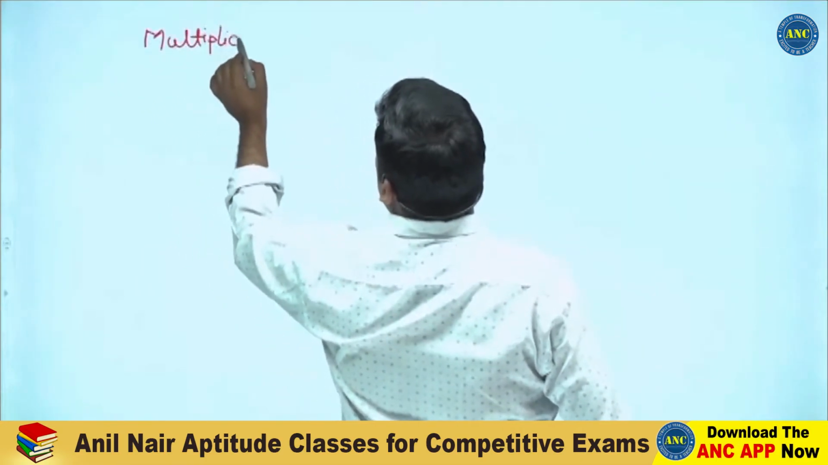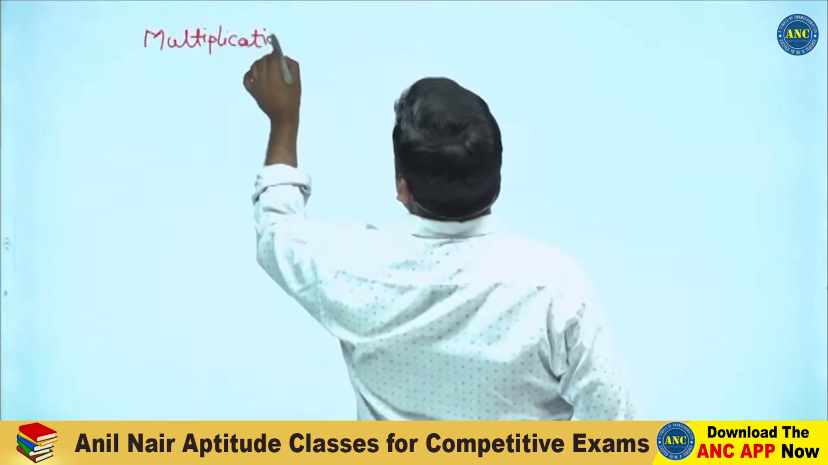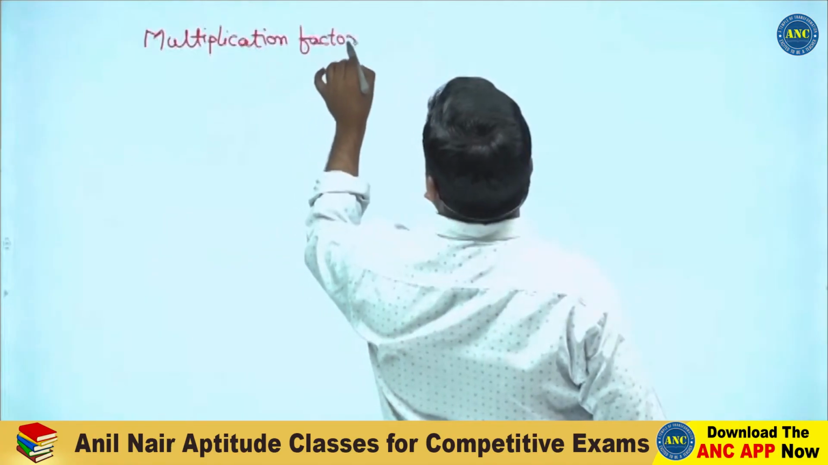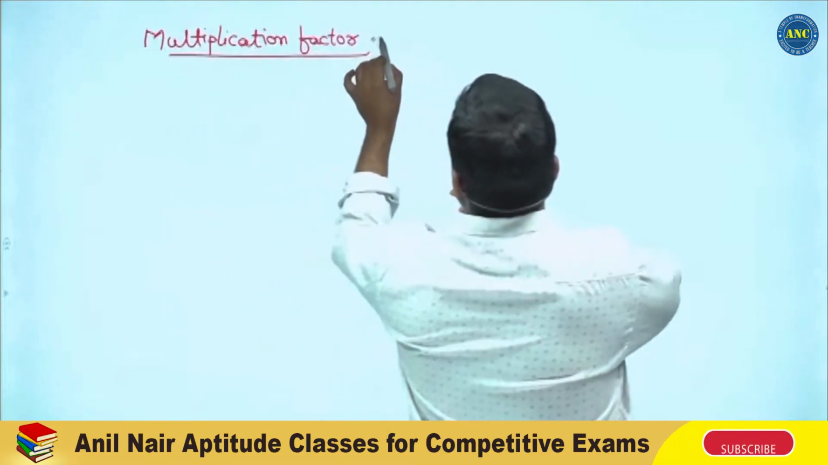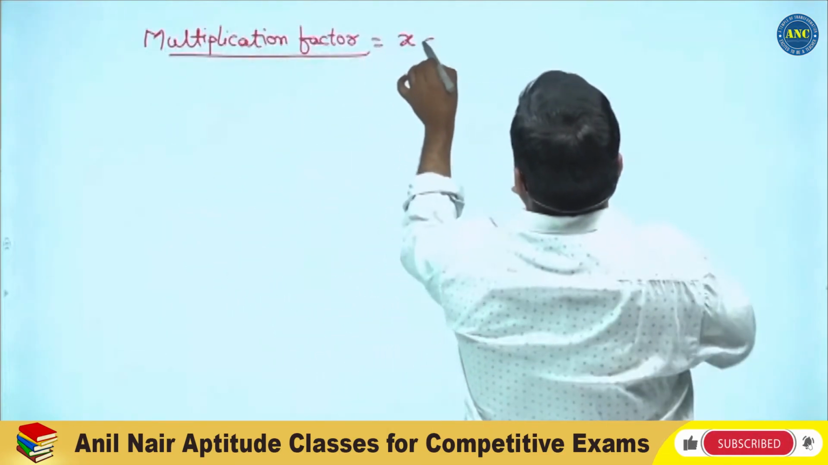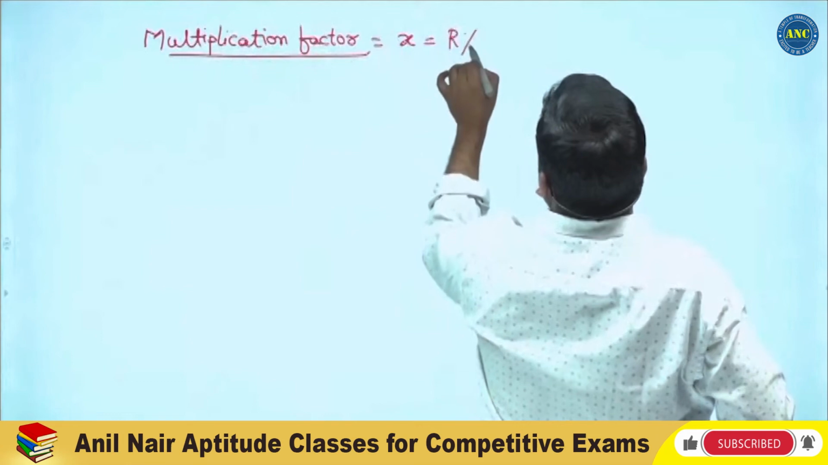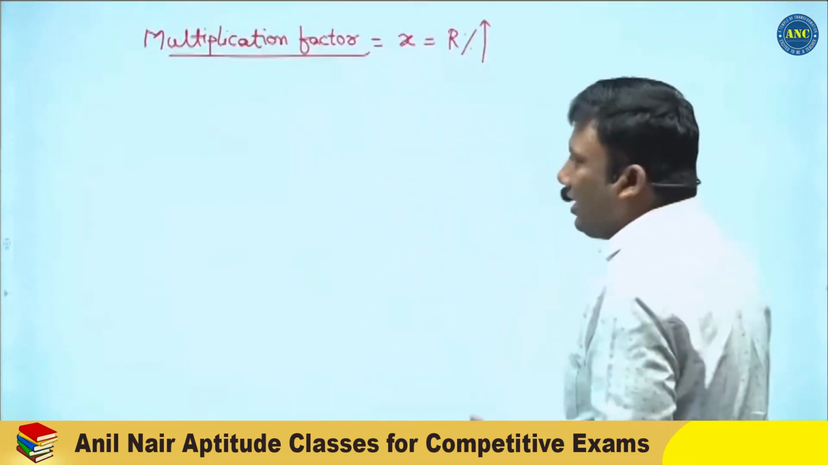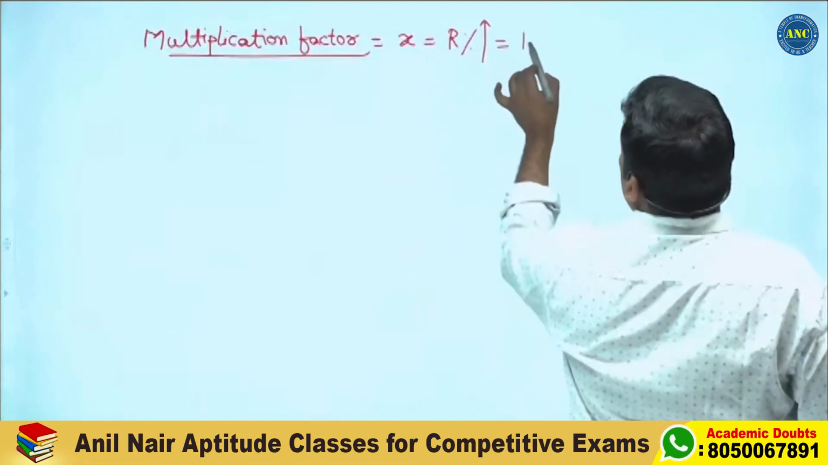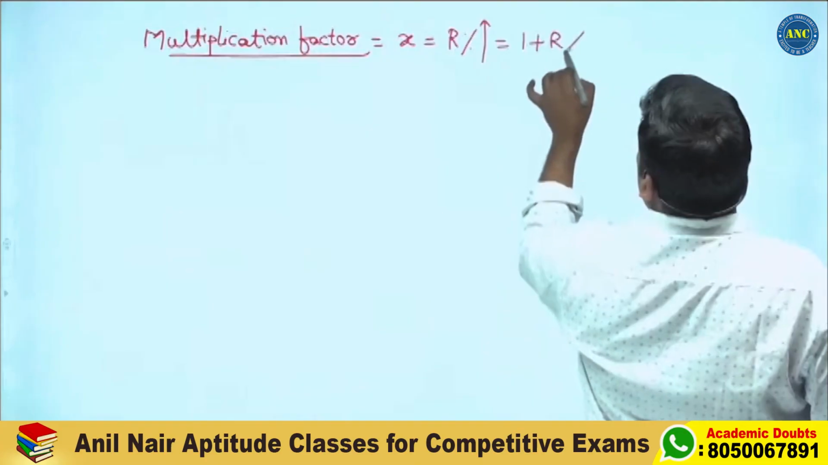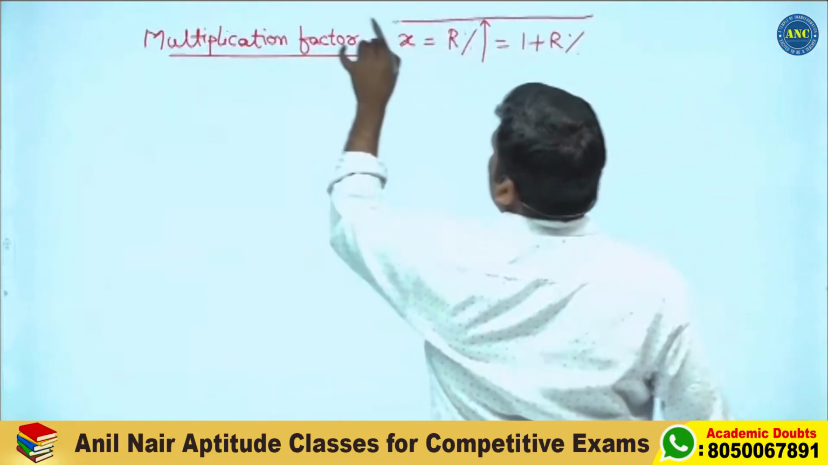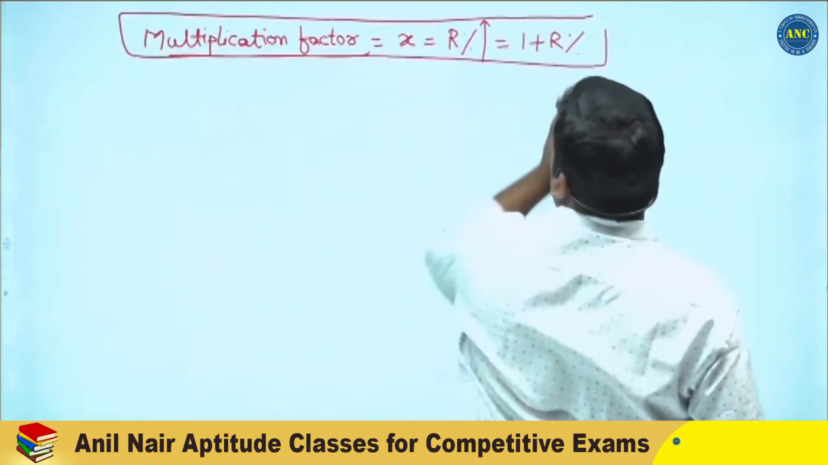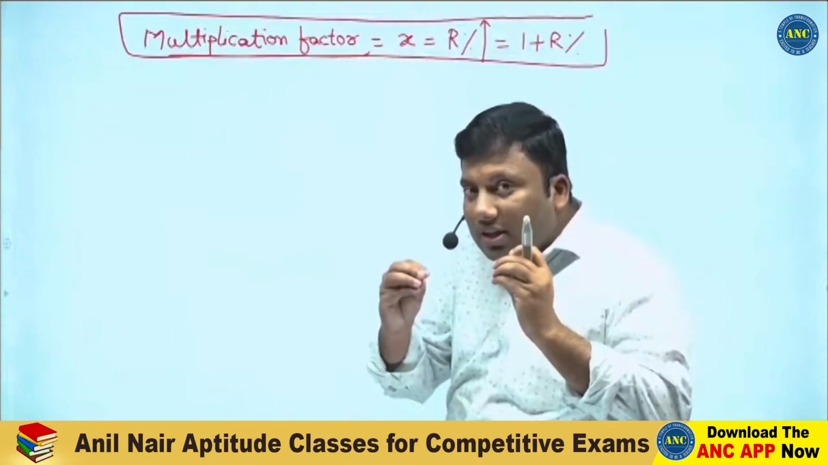Multiplication factor. I will always use this multiplication factor to solve my problems. It is given as X. It is R percentage more. Rate of interest is always percentage increase. So this can be written as 1 plus R percentage. Multiplication factor is given by 1 plus R percentage. Is this clear? Now listen carefully.